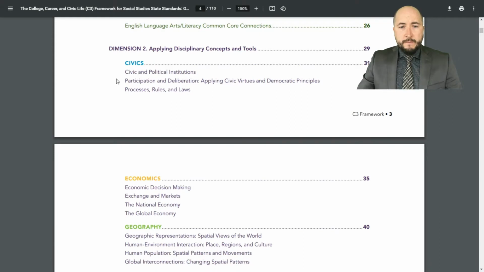And we see that we have 4 main disciplines that the C3 framework focuses on. We've got civics, economics, geography, and history. And we can see that each one has a different set of subsections. So for civics, we have civic and political institutions, we have participation, deliberation, and then processes, rules, and laws. And those sections really just organize a set of standards that a bunch of social studies teachers got together and thought were the most important concepts in those disciplines. But really, it's up to us in our state how we would like to apply this framework, if at all, and really be thinking of our own values and what we see as being integral to these disciplines.